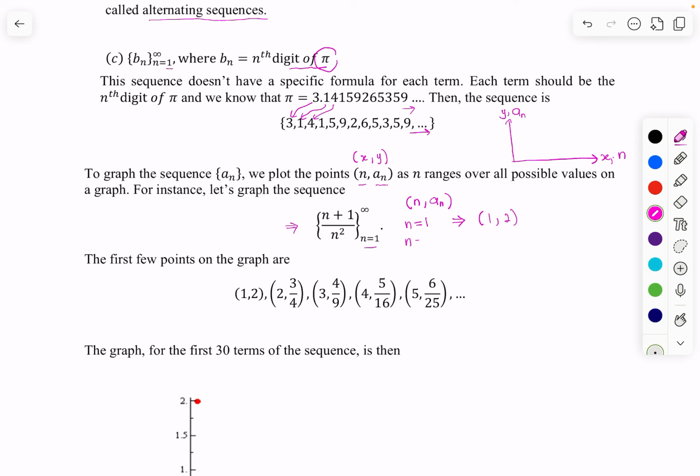And then when n equals 2, the same thing, you just plug in. You know n is 2, and 2 plus 1 is 3, 3 divided by 2 squared is 3 over 4. And so on, so you find out the rest. So this has given you the first few points of the graph. You can try to plot this sequence.